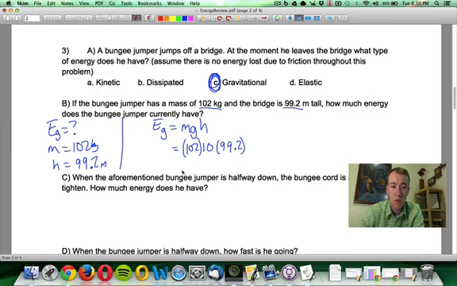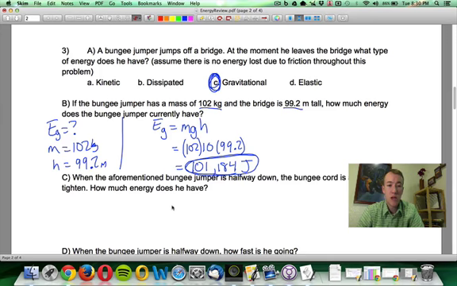A lot of big numbers we're multiplying here, so we're going to get a big number out of this. And you're welcome to round a little bit if you'd like. I get 101,184 joules of energy. That's a lot of energy he's got. All gravitational potential energy at the start, but that's all the energy he has there. Okay, all gravitational potential energy.